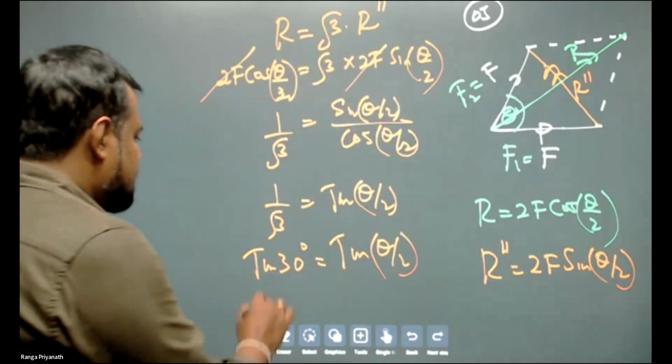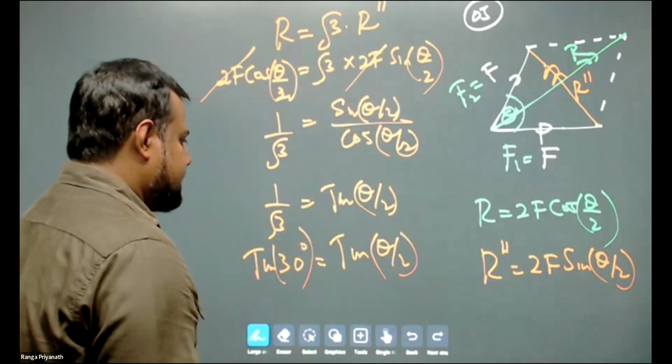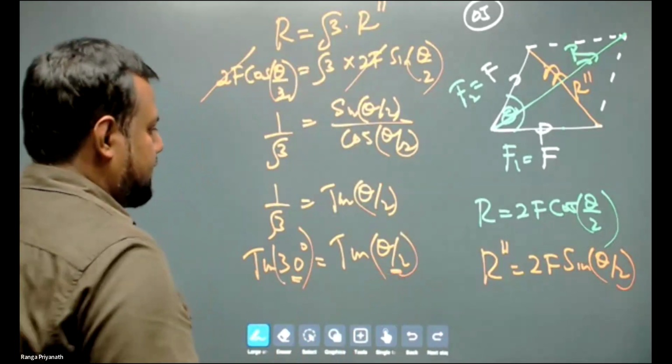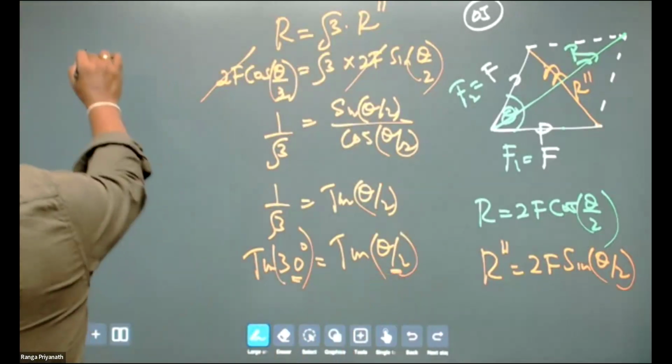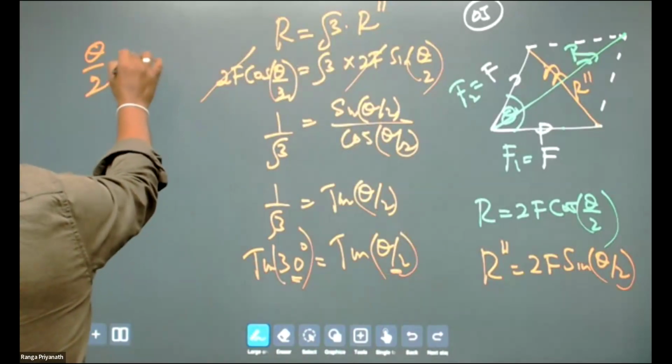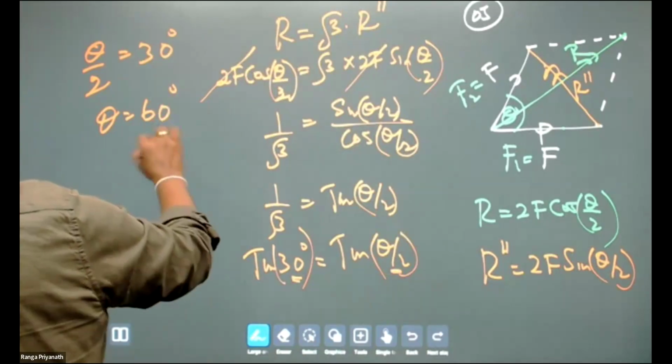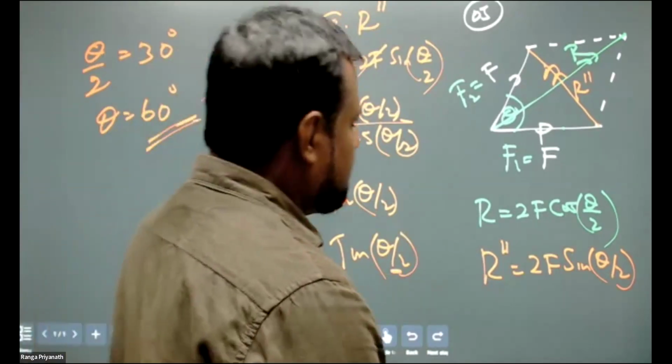So that tells us what? That tells you theta divided by 2 equals 30. Then theta is equal to 60 degrees. That is how you do it.